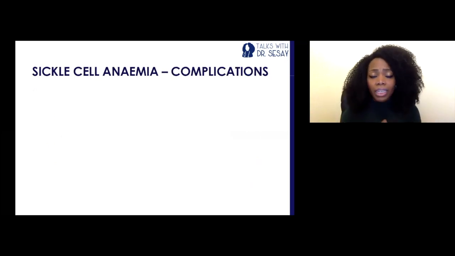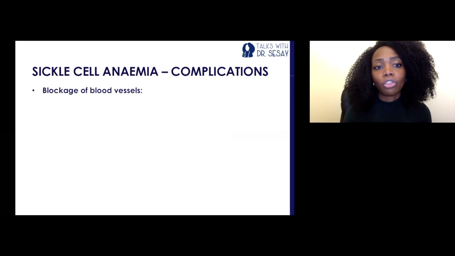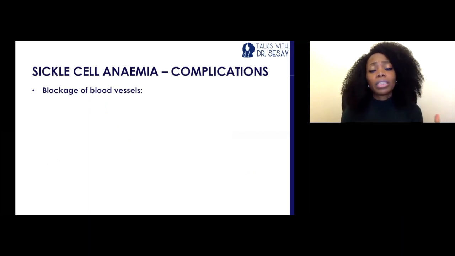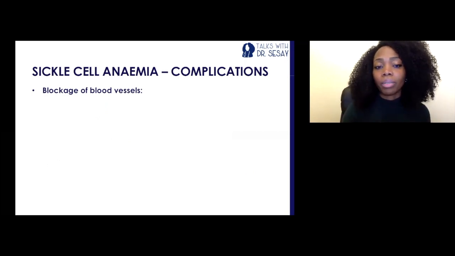So what are the complications of sickle cell anemia? Unfortunately, there are quite a few, and they happen for different reasons. One of the biggest reasons that patients will have complications is because they usually have blockage of their blood vessels, so the tubes that carry the blood.